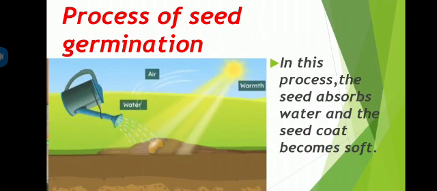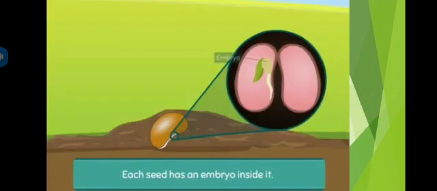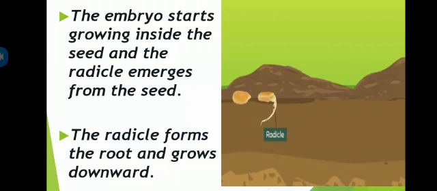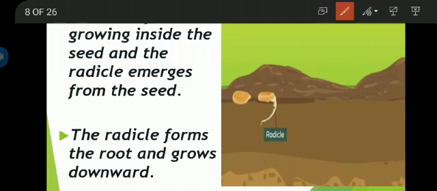So in this process, the seed absorbs water and the seed coat becomes soft. Okay, and all of you know that each seed has an embryo inside it. Embryo means the baby plant. So after absorbing water, the embryo starts growing inside the seed and the radicle emerges from the seed. Radicle means the primary root. Okay, the primary root, that is radicle, emerges first. Radicle forms the root system of the plant and it grows downward.